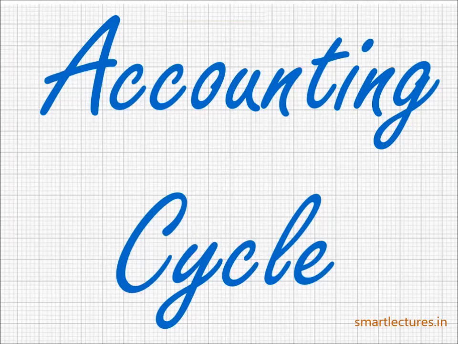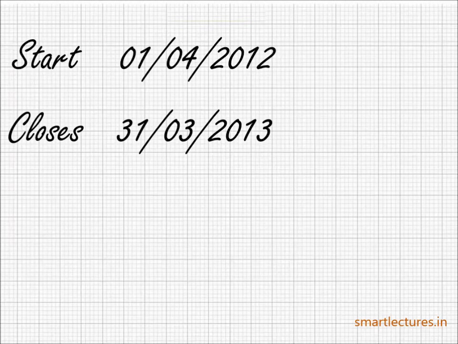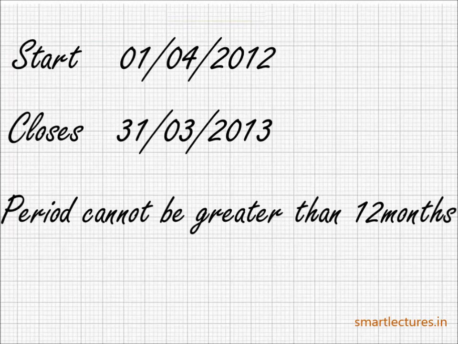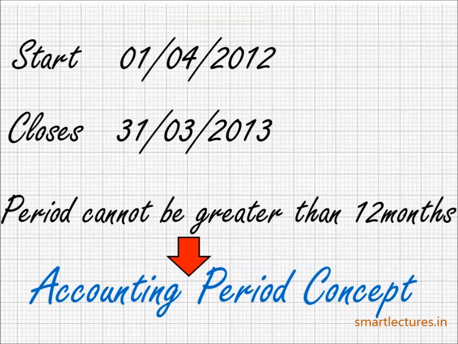Accounting cycle means accounting wheel. At present, we are learning about accounting equation. You know, in every question, I have assumed that the business started on 1st April 2012, and I'm going to close it on 31st March 2030 in every question. It means this period cannot be more than 12 months. This rule is called accounting period concept.